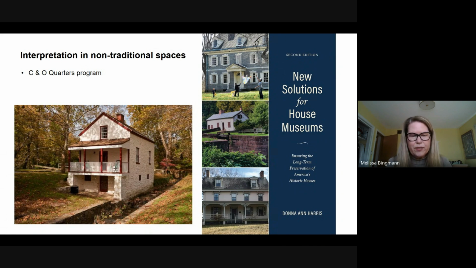And it works so well for the Park Service because they have a model in their recreational areas where there are cabins where people can stay. So they simply adapted this model to the C&O Canal, and they added this extra level of interpretation. So I think I'll end with that, because to me, this is such a great example of some of the things you can do to interpret a site without turning it into a house museum.